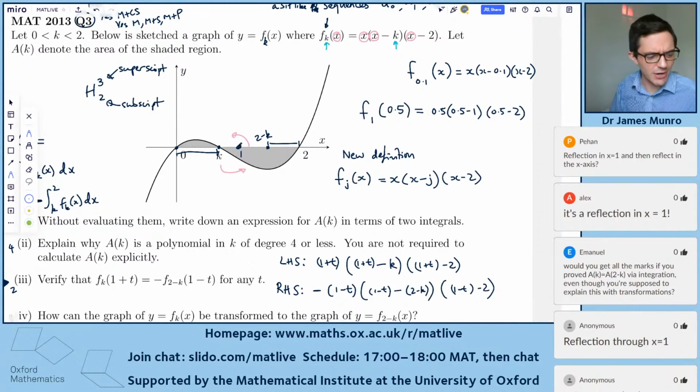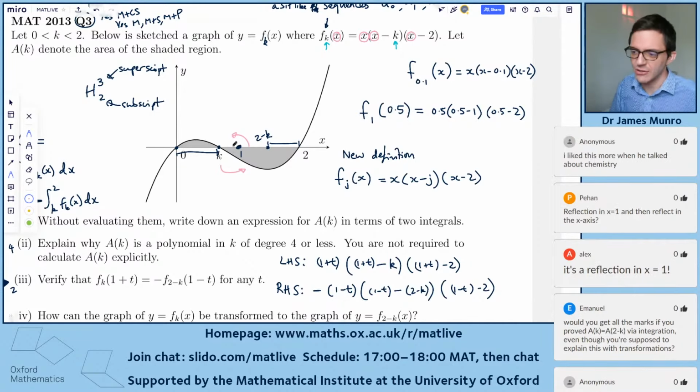Because actually it's describing quite a nice transformation of the curve. It's just being rotated. Or if you prefer to think about it as a reflection in the line x equals 1, and then a reflection in the x-axis, where the reflection in the x-axis is kind of just there to make sure that the coefficient of x cubed matches up. You get the roots in the right places if you just do the reflection. Anyway, a reflection and then another reflection.